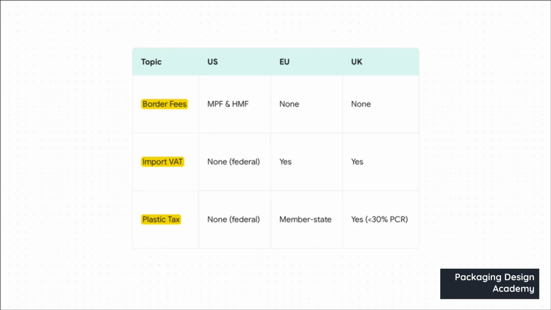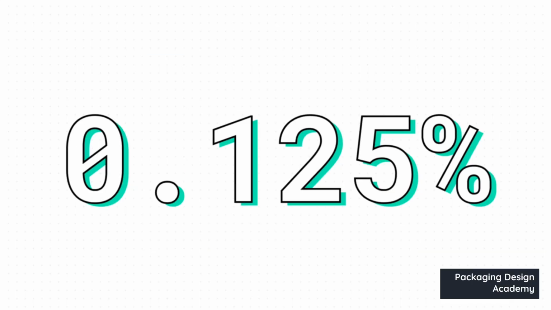But if you're importing into Europe, you've got to deal with import VAT, which is a big tax calculated on the total value of your goods. It's a completely different playing field. 0.125%. It sounds like basically nothing, doesn't it? But that's the harbor maintenance fee, and it gets slapped on the value of every single ocean shipment that comes into the US. By itself, it's tiny, but across thousands of units, shipment after shipment, these little percentages turn into a serious and often totally overlooked cost.